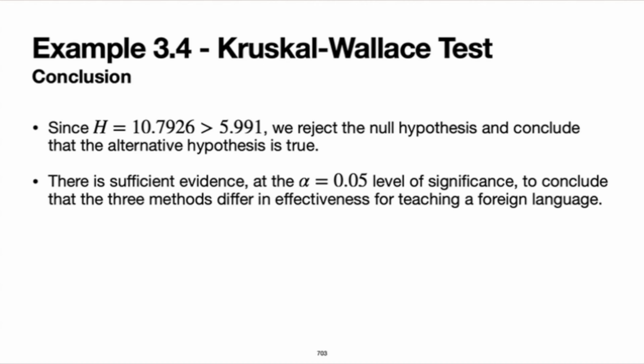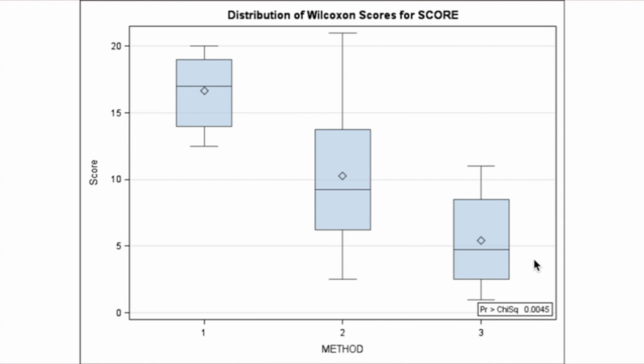Now, for this Kruskal-Wallis test, as implemented by PROC NPAR1WAY, again, we do get this nice graph showing the side-by-side box plots for the scores for the three methods. And if we looked at this, we would say, yeah, it looks like there's definitely differences. We can see the p-value down here for the test, 0.0045. And again, that's the approximate p-value.